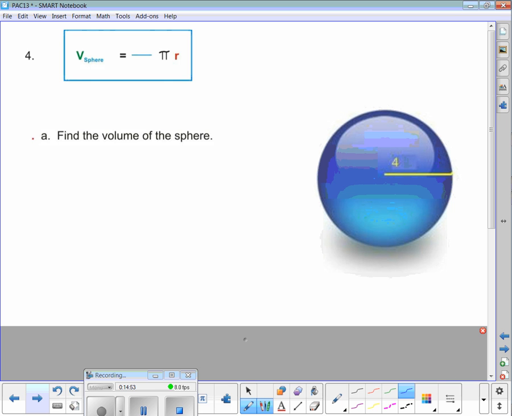All right, so let's find the volume of this sphere. Well, we need a formula. How do you come up with this? I don't know. But it's not 1/3. That would be a pyramid or a cylinder. But it does have a 3 on the bottom. So what goes up top?